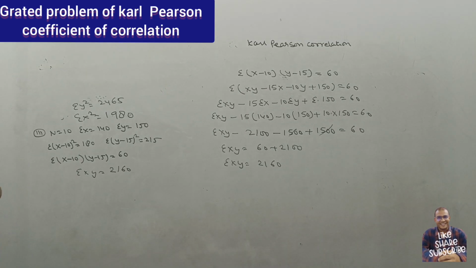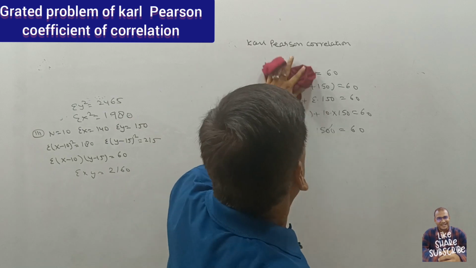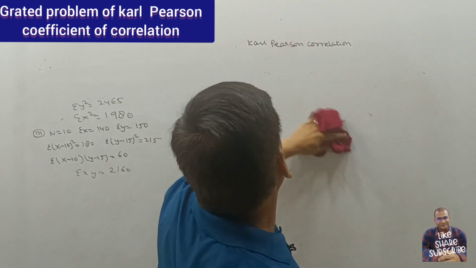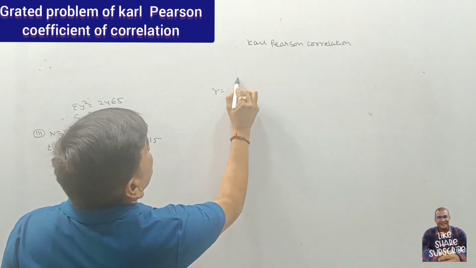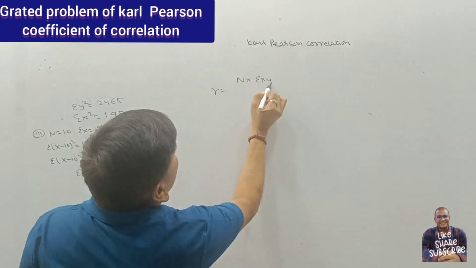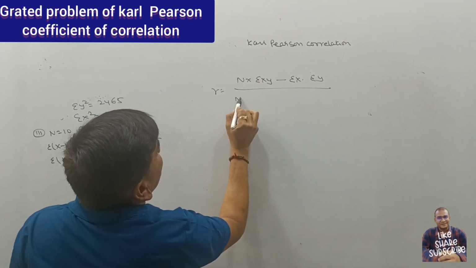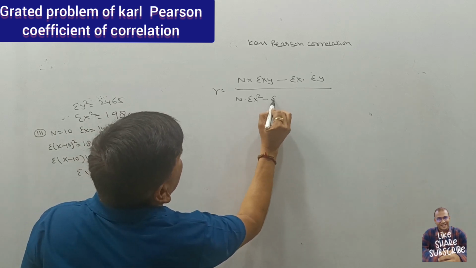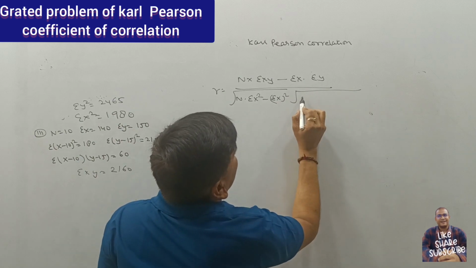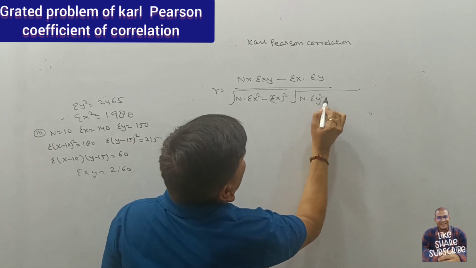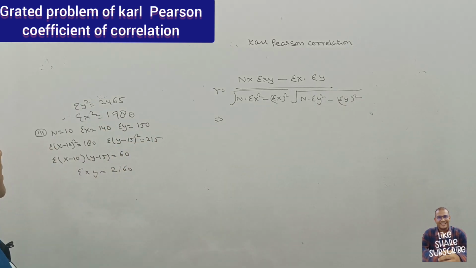Okay. Now all the value we have calculated, just we have to keep all the value in formula, then we will get the result. So here r is equal to n multiply sigma xy minus sigma x sigma y divided by first under root n multiply sigma x square minus sigma x raised to power 2, second under root n sigma y square minus sigma y raised to power 2. Just we have to keep all these value in formula now.